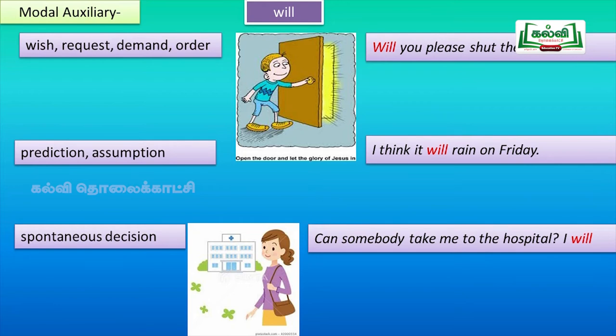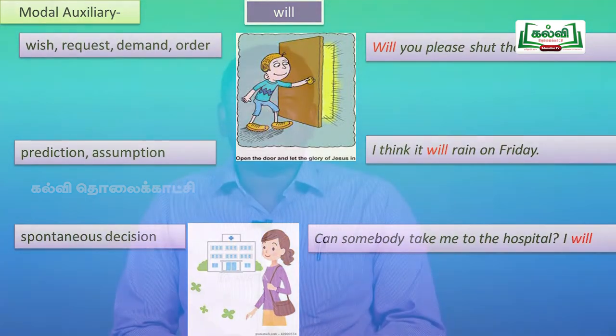The next one. I think it will rain on Friday. Here it is a prediction. And the third one. Can somebody take me to the hospital? I will. It's a spontaneous decision. So in these three types, will is used.